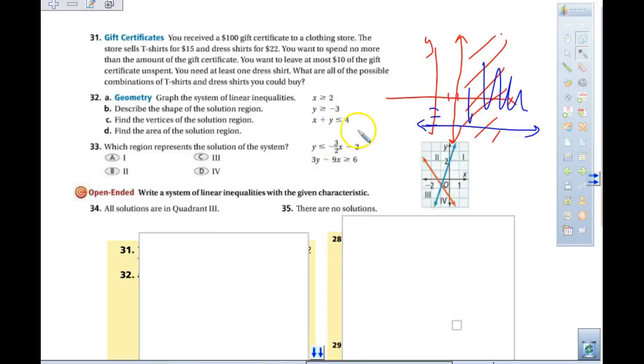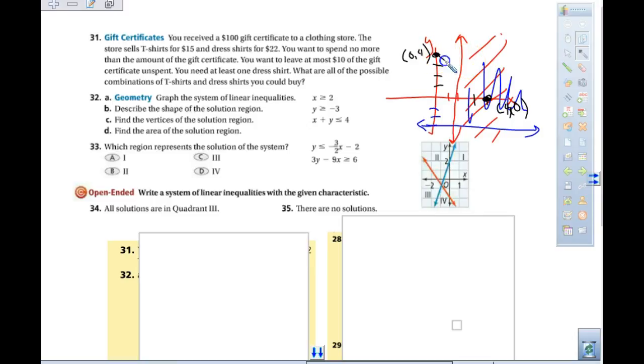Or how are you graphing? You would subtract x, or you would find the y-intercepts. Okay, so we're going to have what? For the y-axis, 0, 4, and 4, 0. 4, 0. And we are going to connect those with a line.